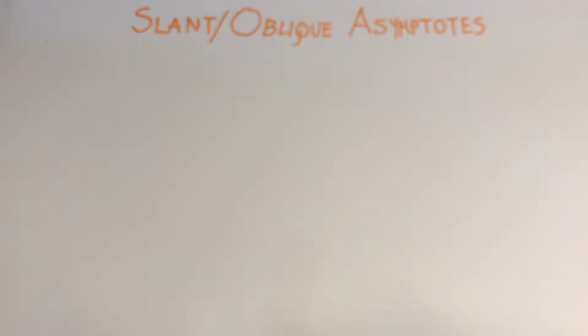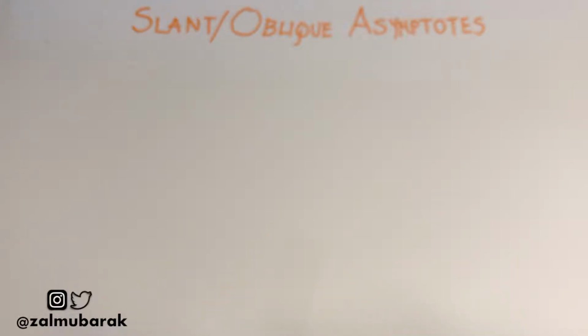Welcome back everybody. In this video tutorial I'm going to talk about slant asymptotes, or what they're also commonly referred to as oblique asymptotes. Recall in the horizontal asymptotes video, if the degree of the numerator is higher than the degree of the denominator, we said that there is no horizontal asymptote, which is true. However, there's a special kind of asymptote also called the slant or oblique asymptote.